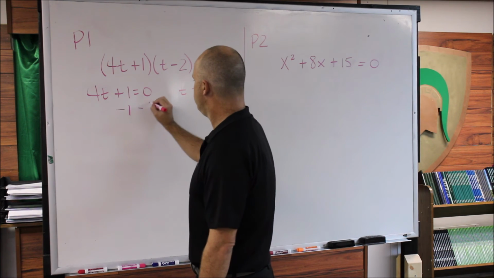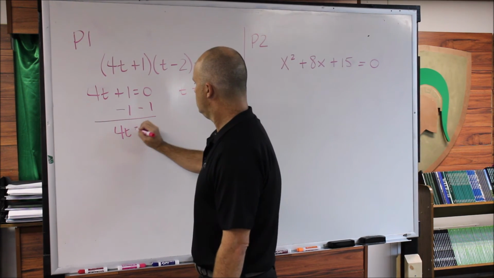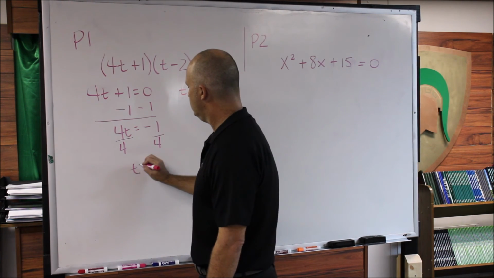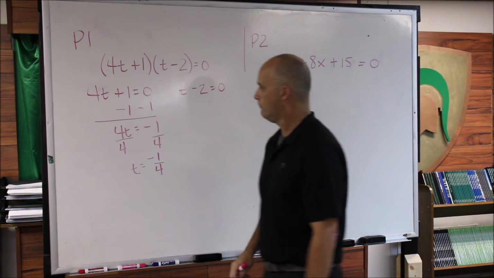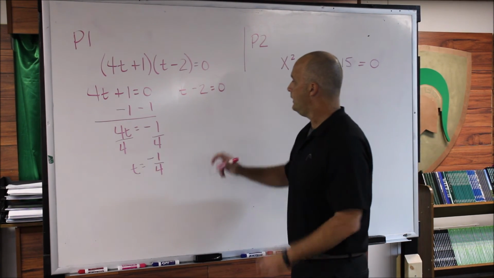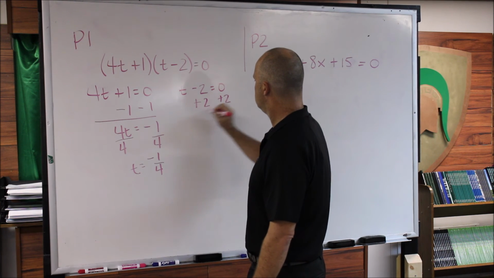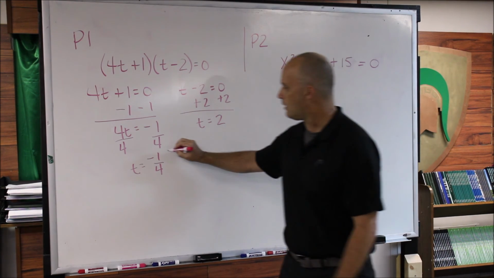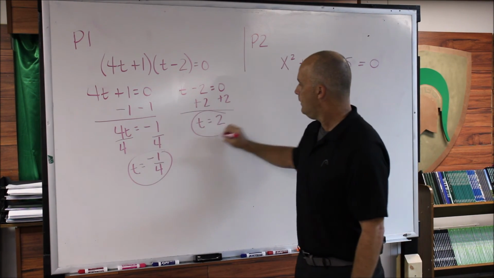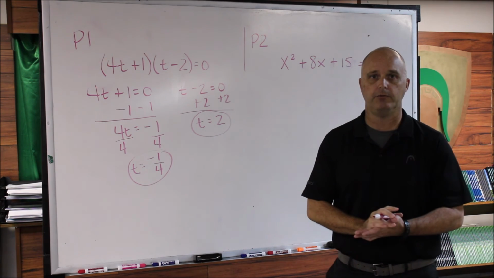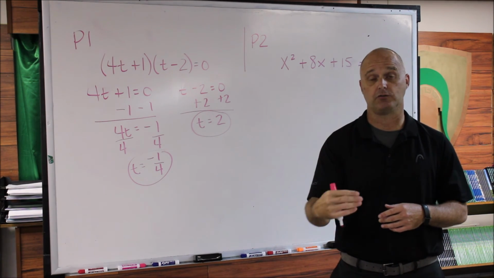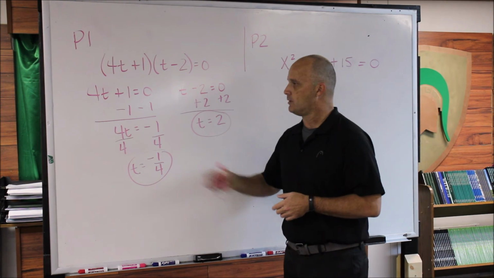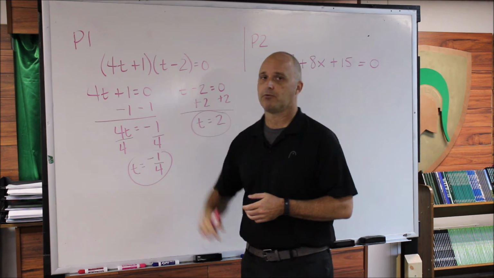So subtract 1: 4t equals negative 1, divide by 4, and so t is equal to negative 1/4. So that's one of your solutions. Then over here, add 2, and you get t is equal to 2. So your solutions are t is equal to negative 1/4 and t is equal to 2. And that's all you have to do when going from factors to answers or solutions. So make sure that when you're giving me answers or solutions, it's a number. When you're giving me factors, it's in parentheses.